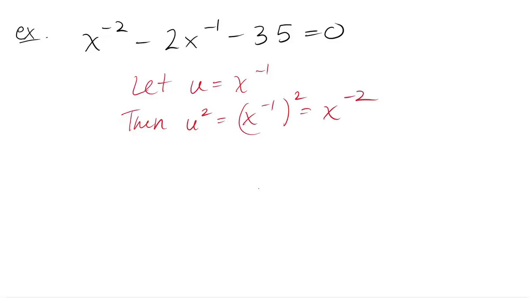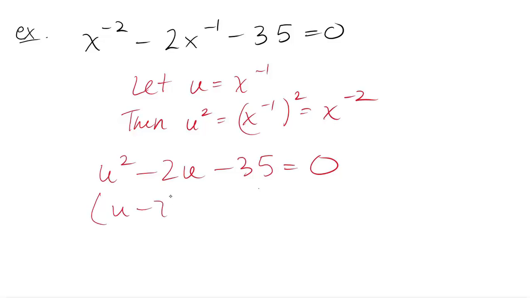So let's make our replacement here. X to the -2 gets replaced with u squared. Minus 2x to the -1 gets replaced with minus 2u. The minus 35 doesn't get replaced at all. And we set that equal to 0. See if you can get this factored.